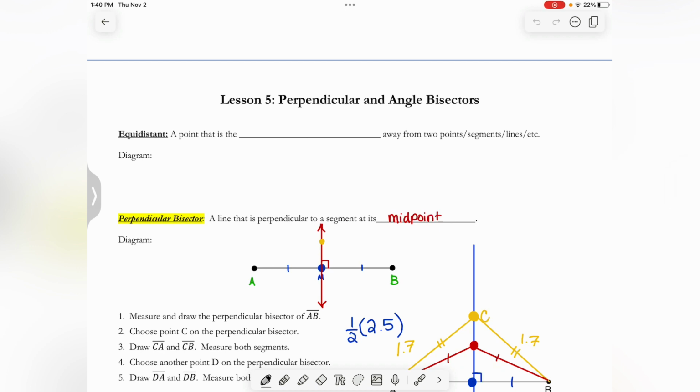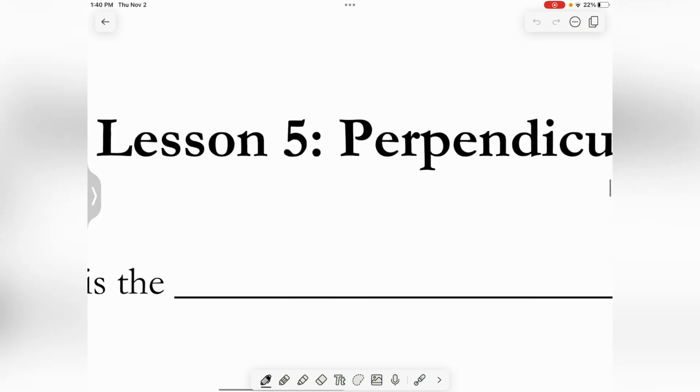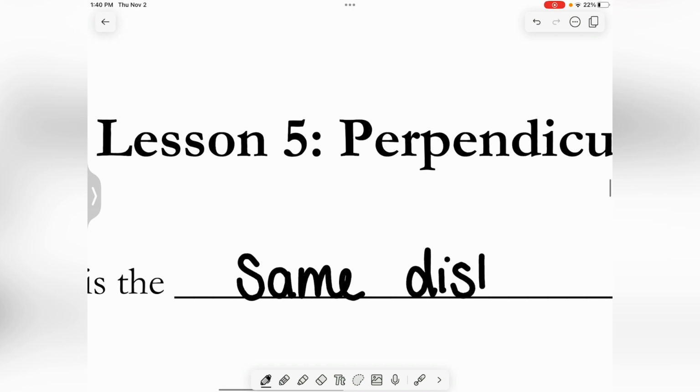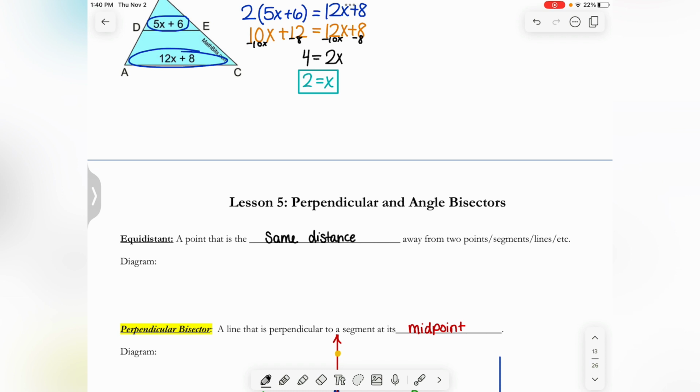Class, so we are here to talk about perpendicular and angle bisectors. So really fast, I want to review what equidistant means. It literally means equal distance. So a point that is the same distance away from two objects. So 2 points, 2 segments, 2 lines, etc. You can even use this in your everyday language, like, oh, it doesn't matter what route I go to get to the gym, it's equidistant. It just means equal distance.